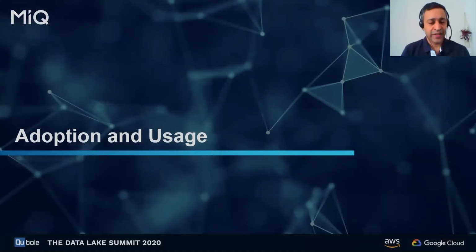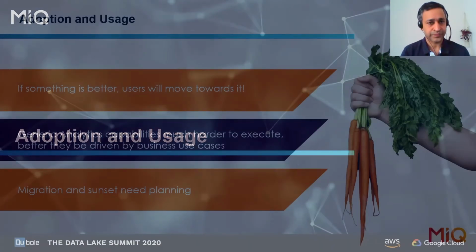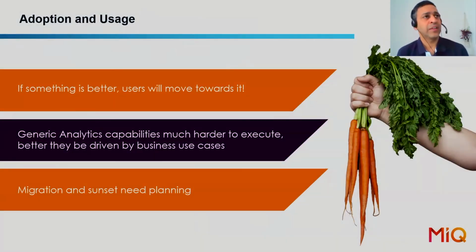So yeah, the next aspect to talk about is adoption and usage. Whilst we built all of these capabilities, how did our adoption and usage look, right? Like with any product, if something is better and makes someone's life easier, consumers and users will move towards it, right?